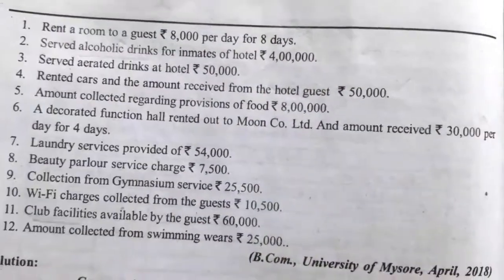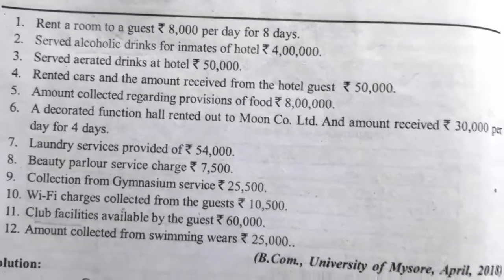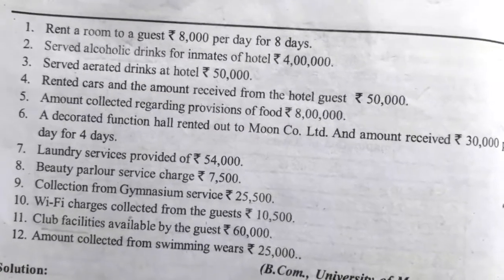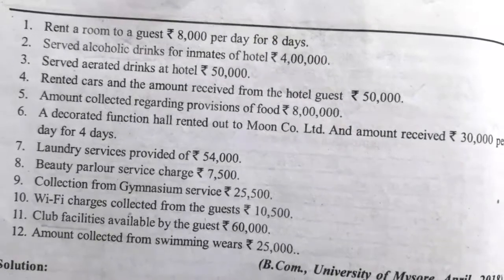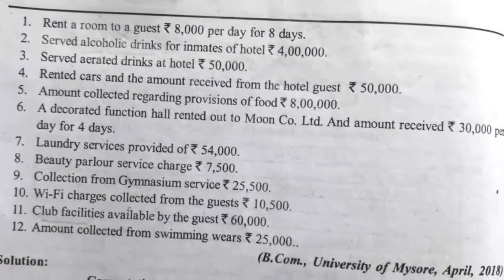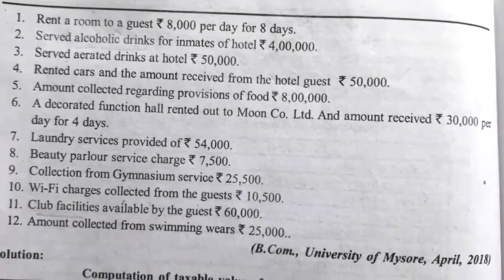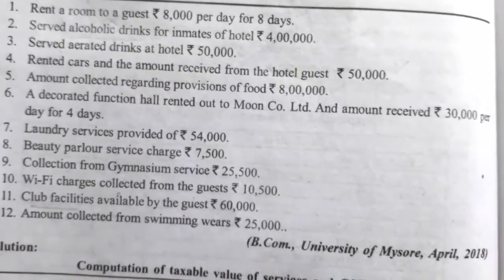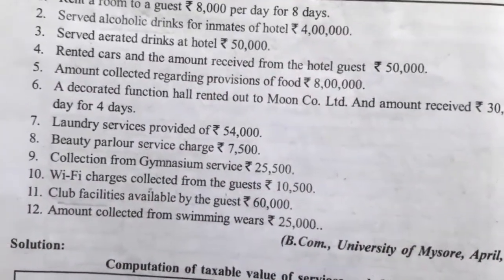See the continuation. Under that first one, rent a room to a guest rupees 8,000 per day for 8 days, served alcoholic drink for inmates of hotels rupees 4 lakh, served aerated drinks at hotel rupees 50,000, rented cars and the amount received from a hotel guest rupees 50,000, amount collected regarding provision of food rupees 8 lakh, a decorated function hall rented out to a Moon Company Limited and amount received rupees 30,000 per day for 4 days.